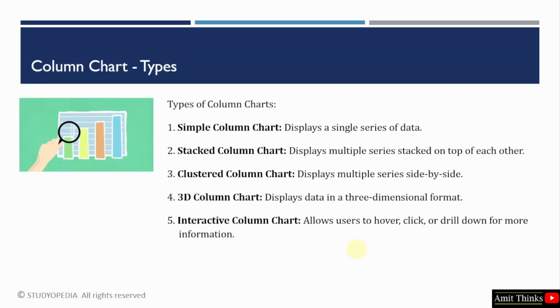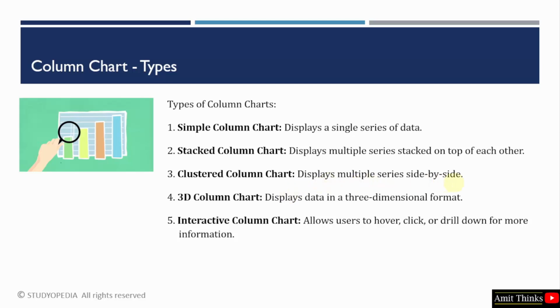Here are the different types of column charts. The simple column chart displays only a single series of data. We have stacked, clustered, 3D column as well as interactive column chart. The stacked column chart is used to stack series on top of each other. That means it will display multiple series stacked on top of each other.